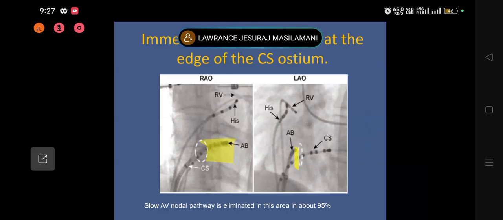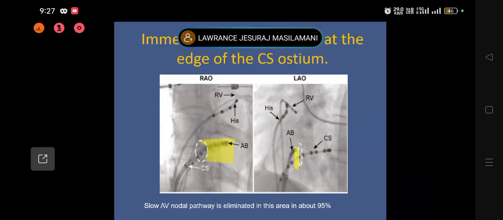You could clearly see where you have to ablate. The slow AV nodal pathways usually, in 95% of cases, are in this area. You don't have to ascend higher. The most common reason why you are not getting junctionals during an AVNRT ablation is that you are not remaining septal. You are not going posterior, rather than not being at the proper height.